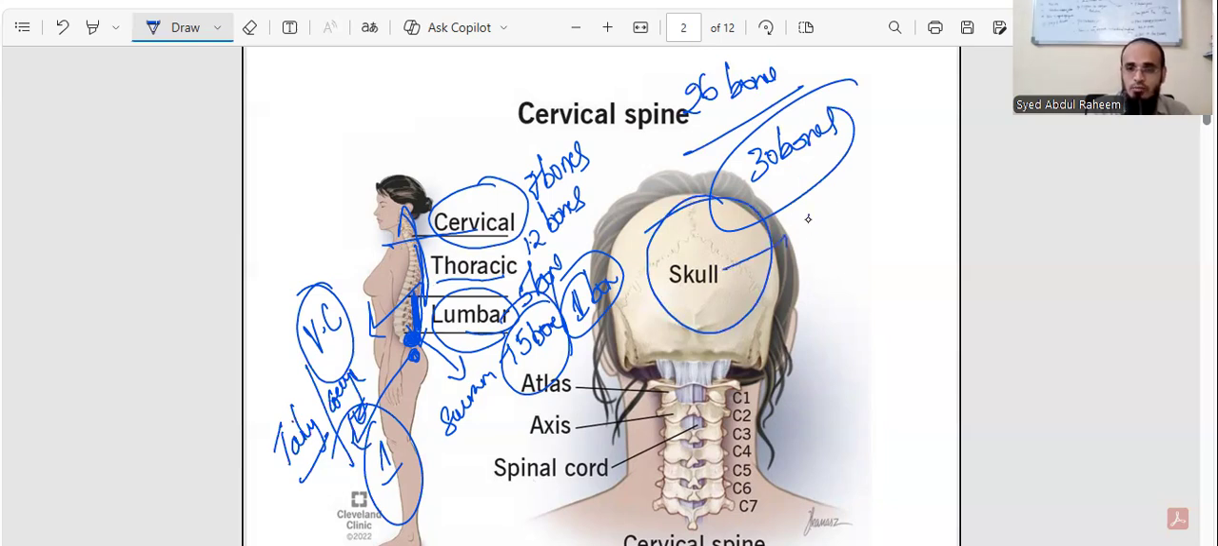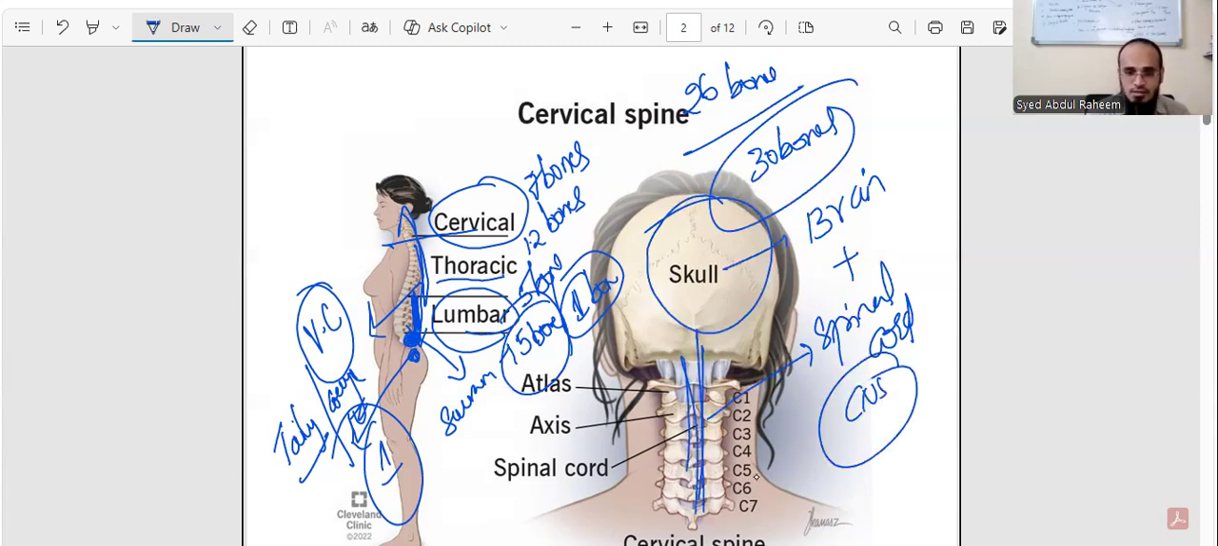In the skull, we have the brain. And what is present in the vertebral column? This is called the spinal cord. Both the brain and the spinal cord together are called the central nervous system.